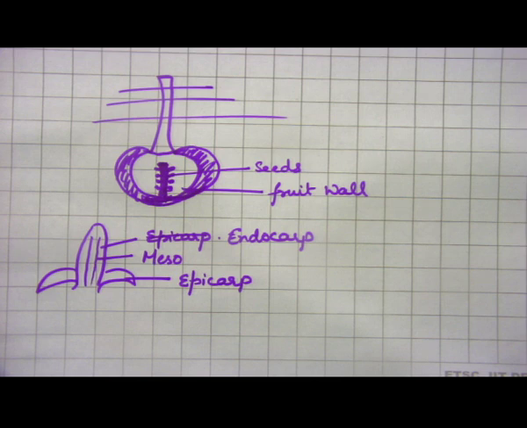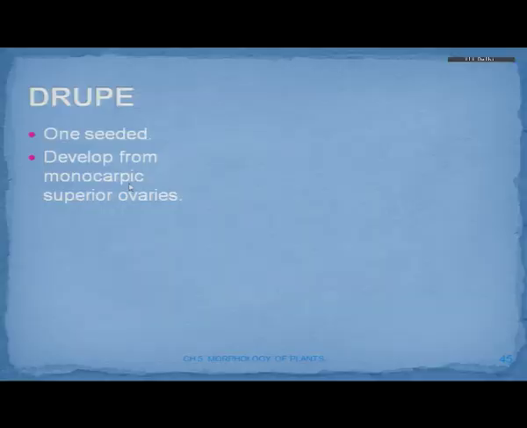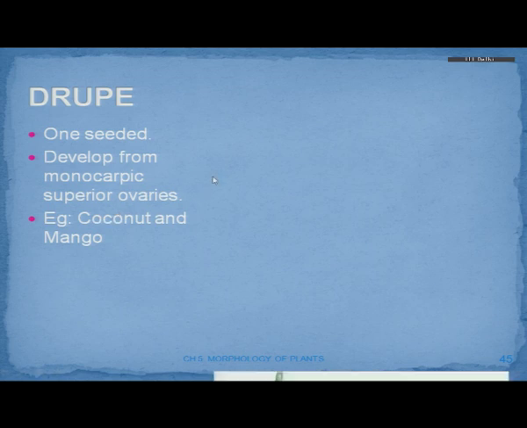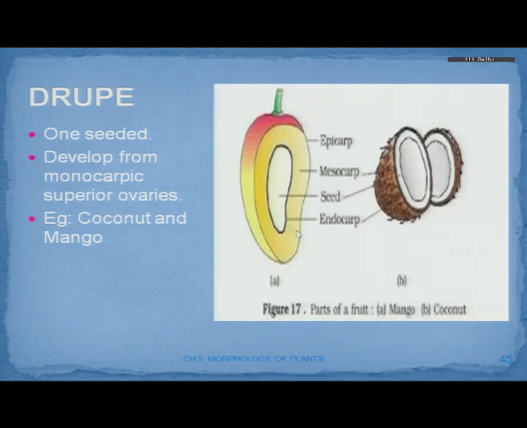What is a drupe? Drupe is a one-seeded fruit which has developed from monocarpellary superior ovaries. Examples are coconut and mango. This is the picture given in your NCERT book showing the drupes. Here in coconut, the mesocarp is fibrous and we consume the seed itself.